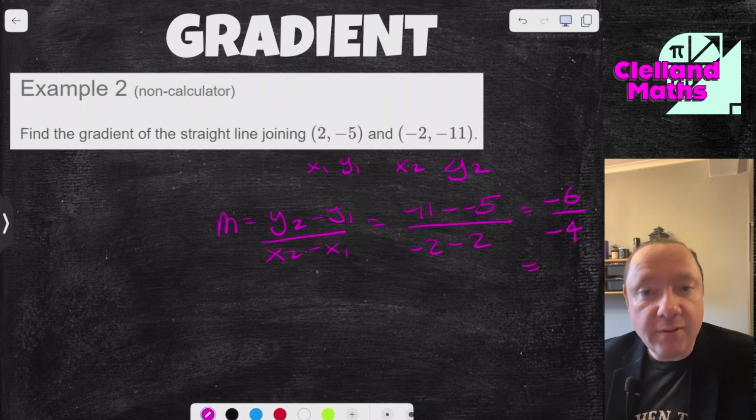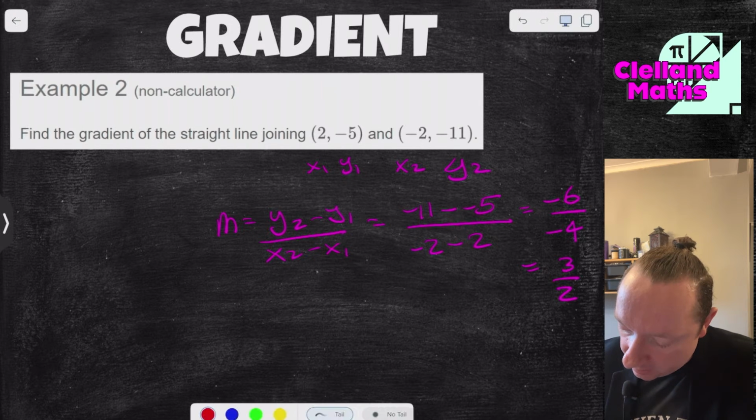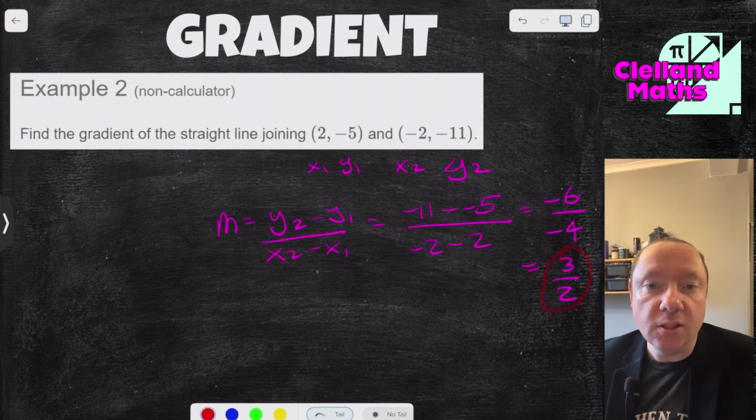Simplifying the number parts, forget the negatives for now. Divide by 2, you get 3 over 2. But a minus divided by a minus is a plus, so these cancel each other out. If you end up with 2 negatives, one on the bottom, one on the top, you just leave your answer as a positive answer, and you're done there.